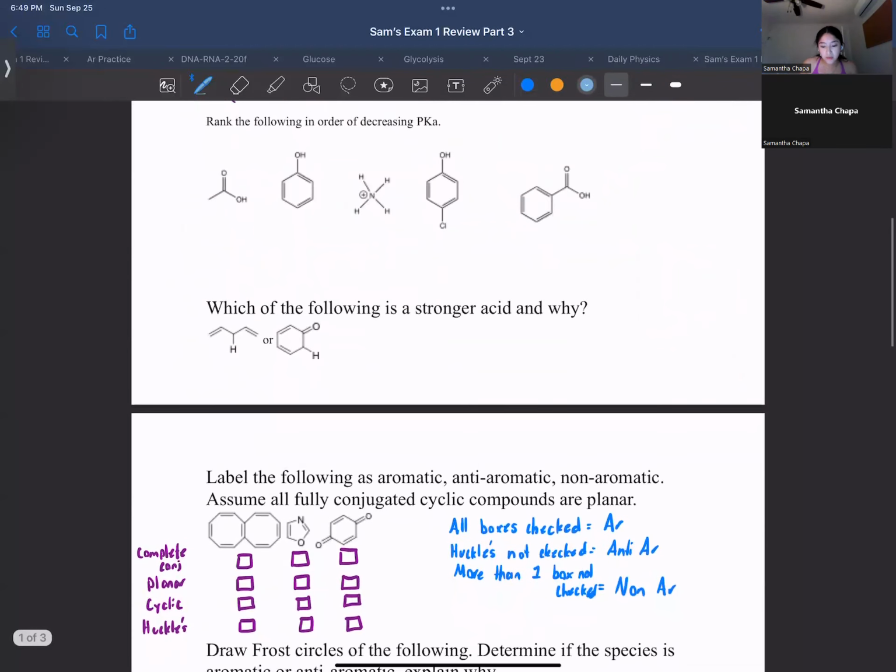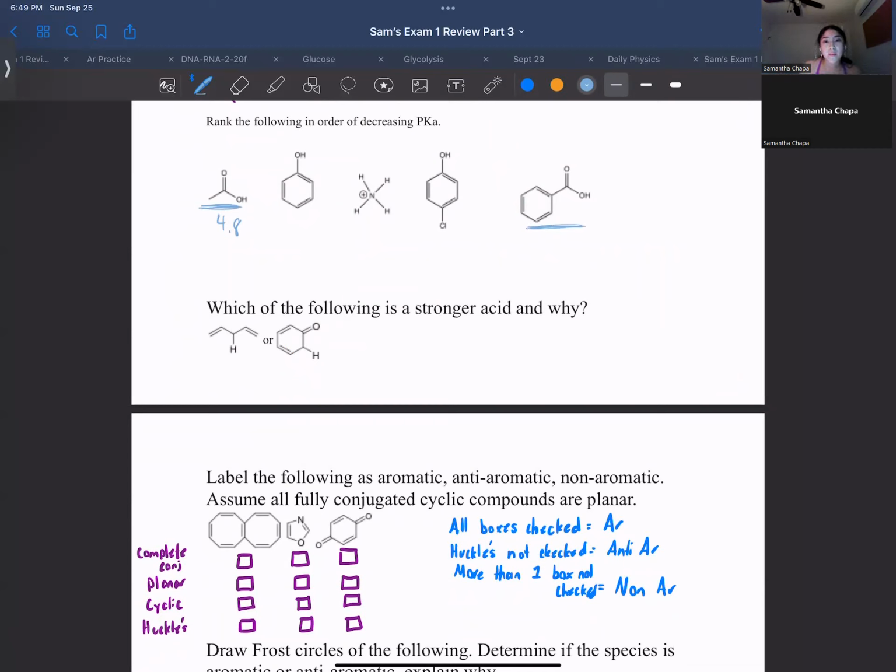The next one is rank the following in order of decreasing pKa's. For this one, I just wanted to list out some of the pKa's that you should know. For acetic acid, or the carboxylic group, it's going to be a pKa of 4.8. Now I'm going to look at something a little similar to it. So this is acetic acid, and right over here we have benzoic acid.